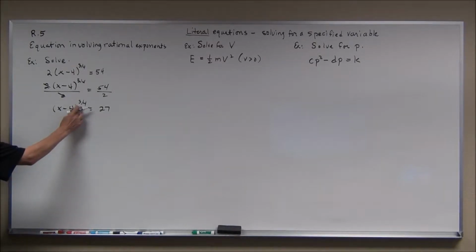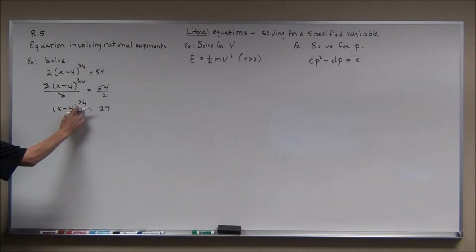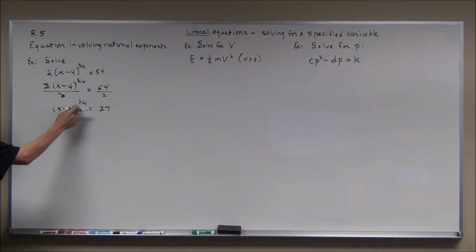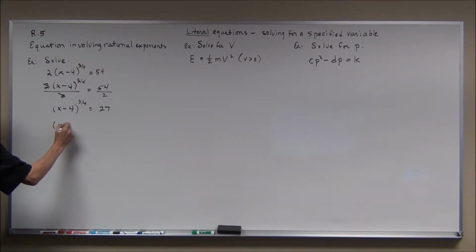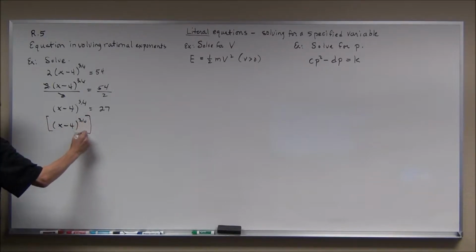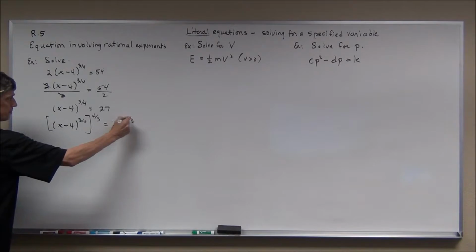To undo an exponent of 3/4, I use the power of a power property of exponents by thinking, what power could I raise this to so that if I multiply the exponents, I would get an exponent of 1. Well, I would need the reciprocal. The reciprocal, of course, of 3/4 is 4/3. So I'm going to raise both sides to the 4/3 power.